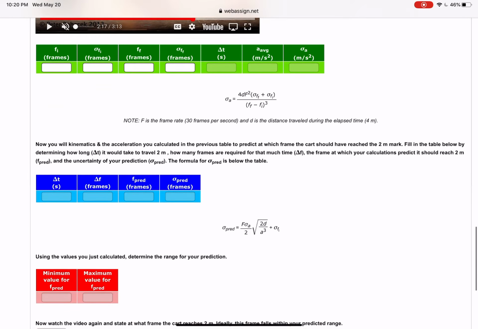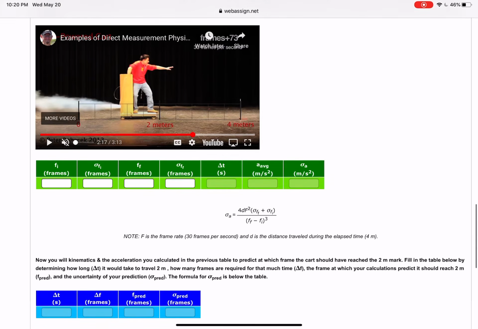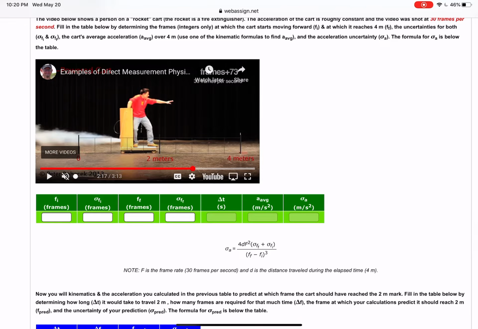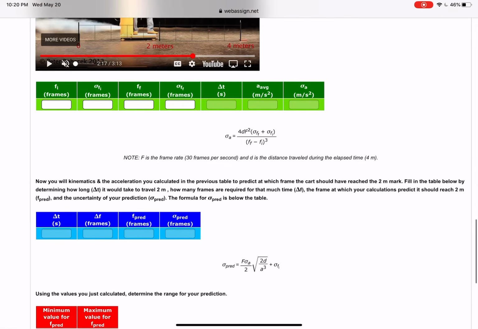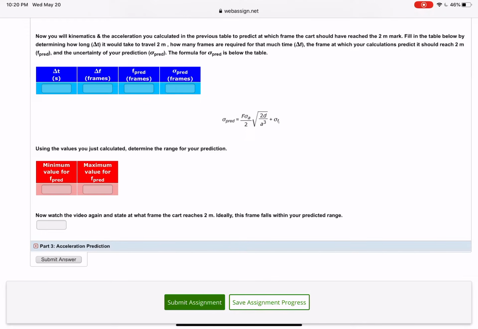Then you come here to the blue table, and now we're going to use that average acceleration to make a prediction. And the prediction is going to be at what frame does he hit 2 meters. Now we can look on the video and we can see at what frame he gets to 2 meters. He hasn't quite got there yet in mine. You can see at frame 73, he isn't quite at 2 meters, but he's close. So we can see from the video when he gets to 2 meters, and that's actually what you're going to put in the last box here in part 2.